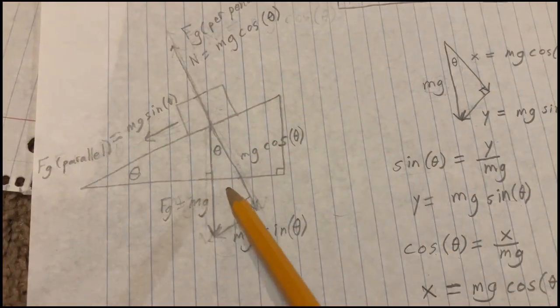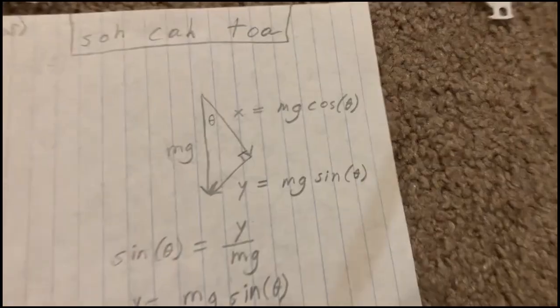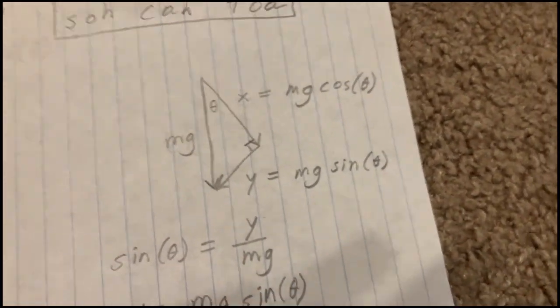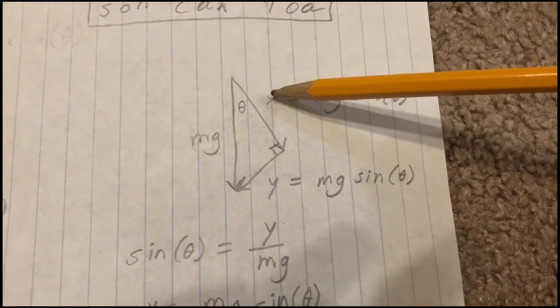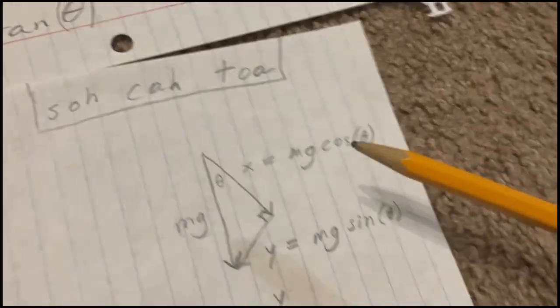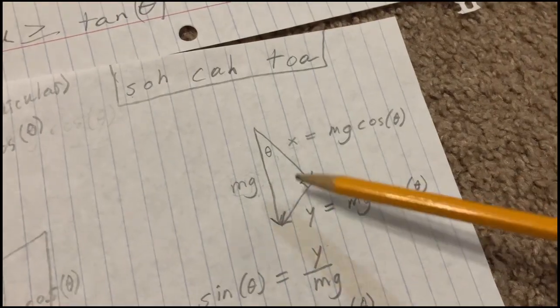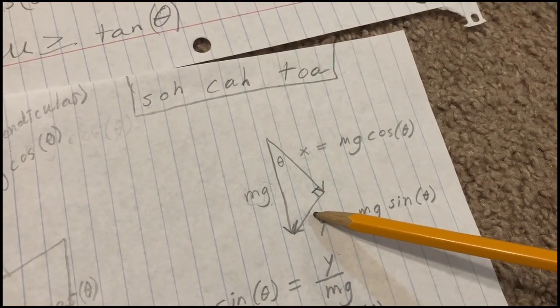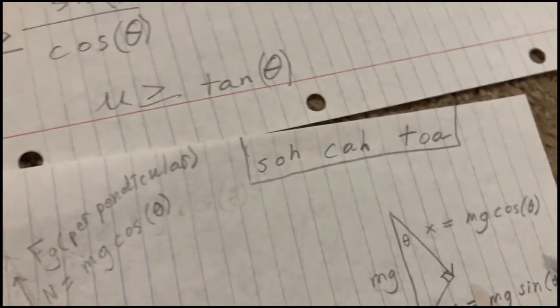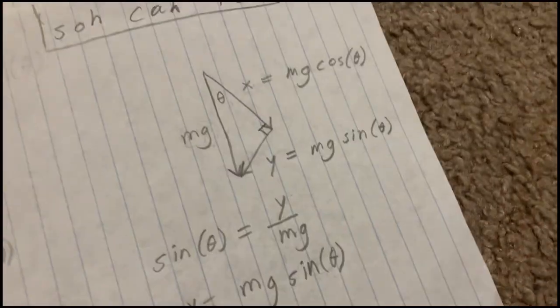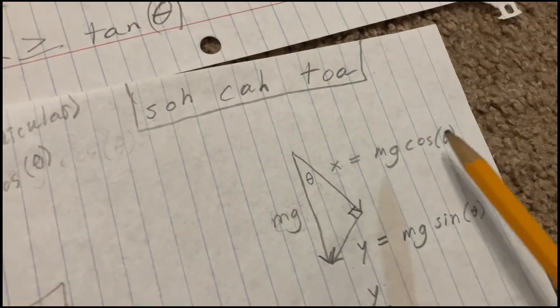Now, I'm going to take this force triangle and look at it over here. X is the component of the gravitational force that is perpendicular to the incline, and Y is the component of the gravitational force that is parallel to the incline. And I'm going to use SOHCAHTOA to figure out what X and Y are.